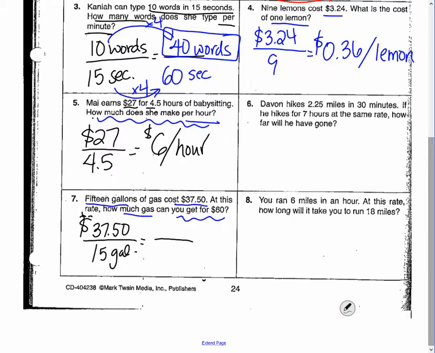Easy peasy. Lemon breezy, is that a saying? Anyway, take $37 and no, they're pretty honest, these 6th graders.